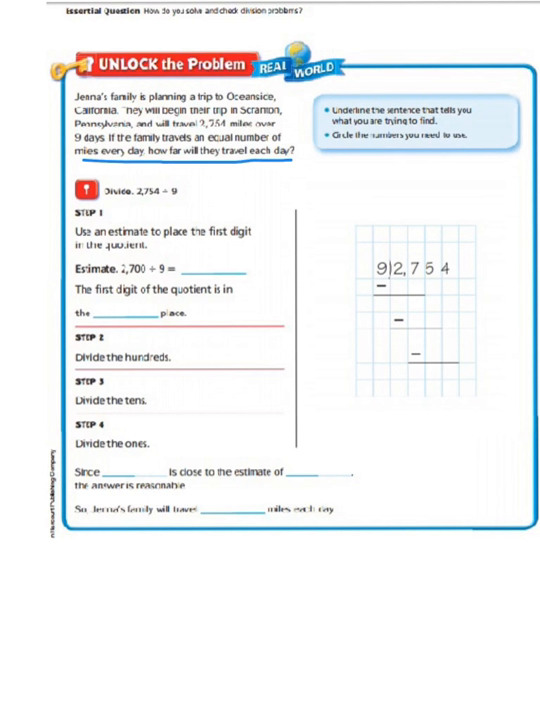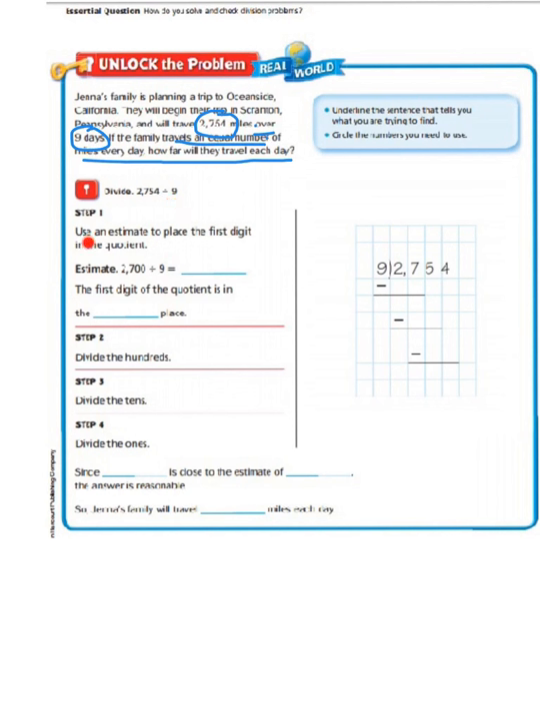Well, we know that they will travel 2,754 miles over the course of their entire trip, and their trip lasts 9 days. And we see that it says if they travel an equal number. We know when we see equal number with a total, we need to divide. So we will begin by dividing 2,754 divided by 9.